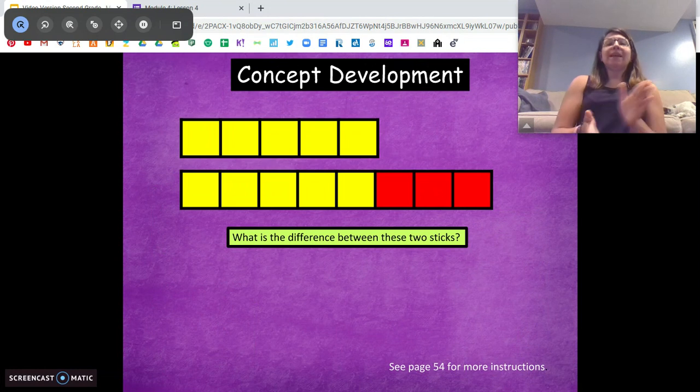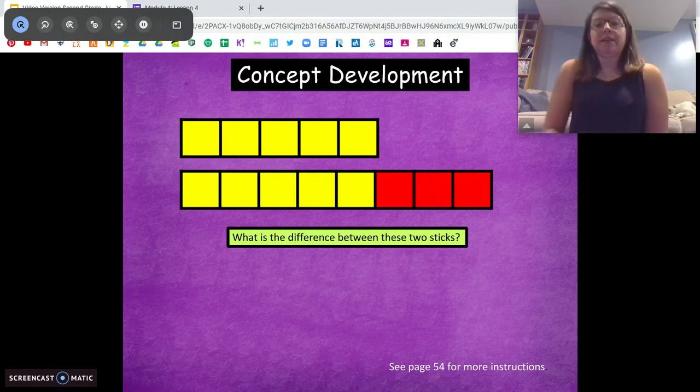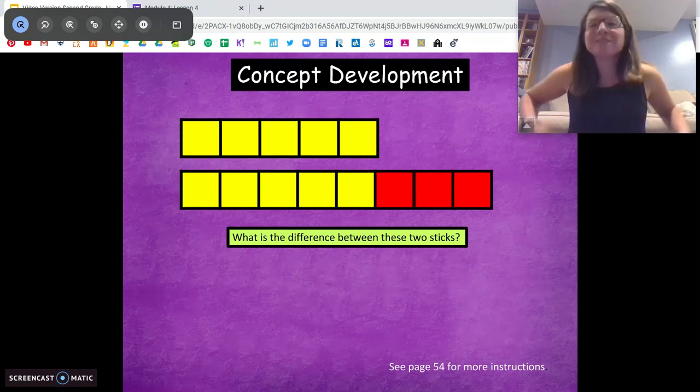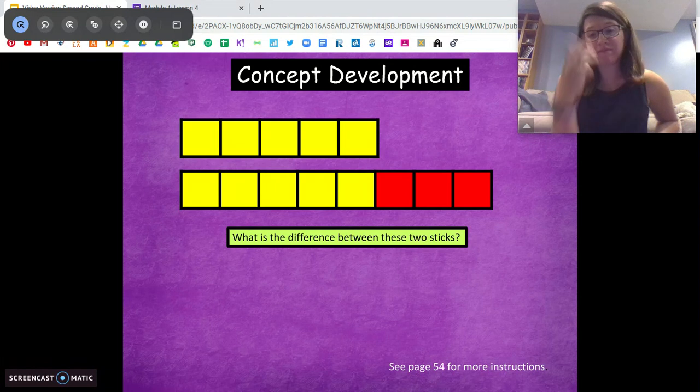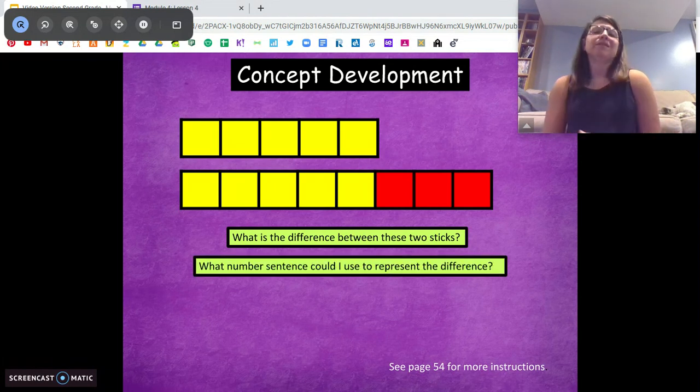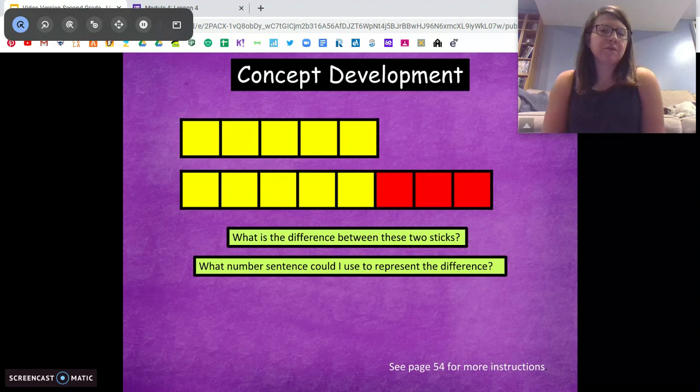Okay, what is the difference between these two sticks? I'm not going to give you any more information. You might have said there's 3 more red, so the difference is 3. Could we use a number sentence to represent the difference? I want you to pause, turn and talk to somebody at home about what that number sentence might be.